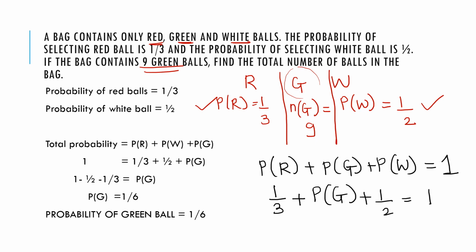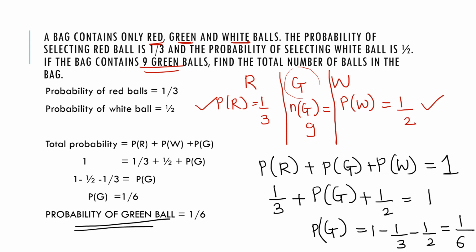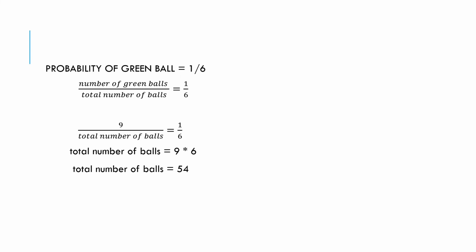Now let's solve this further. Let's keep the probability of G as it is, and take 1 by 3 and 1 by 2 to the other side of the equal sign. When 1 by 3 goes to that side, it becomes minus 1 by 3, and this will be minus 1 by 2. After solving them, we get the probability of G as 1 by 6. That is, the probability of the green ball is 1 by 6.